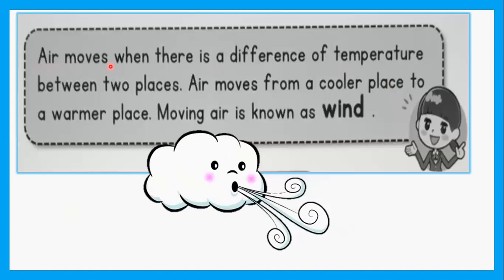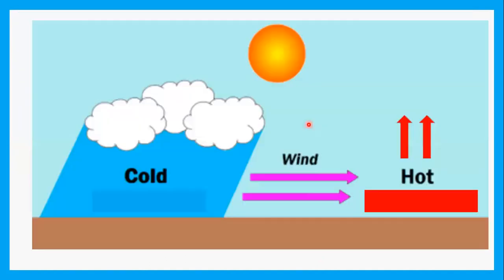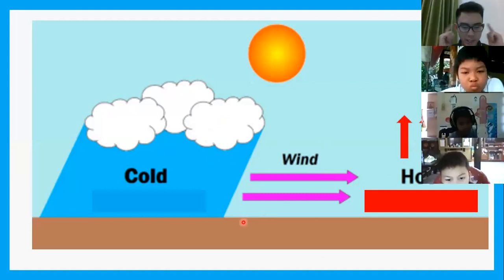Air moves when there is a difference of temperature between two places. Air moves from a cooler place to a warmer place. Moving air is known as wind. Let's take a look at this picture, everybody. You can see that the cold air is moving towards the hot air, and the hot air is moving up in the sky. Listen again.